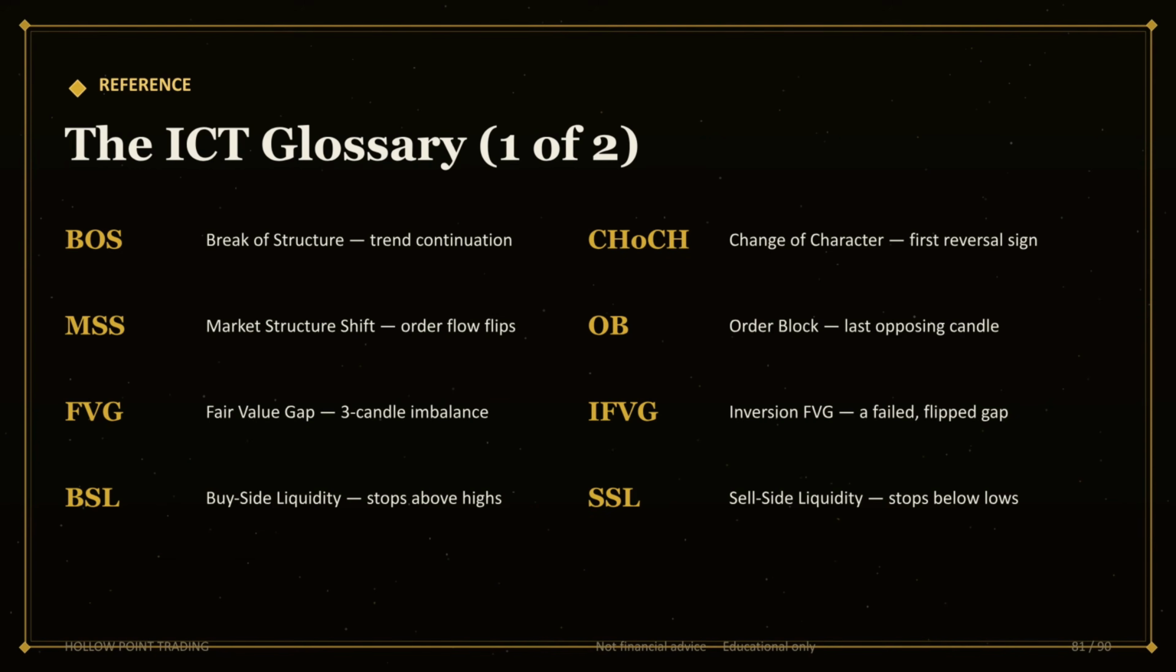Here is a quick reference for the ICT glossary. BOS refers to a break of structure, signaling trend continuation. CHoCH stands for change of character, representing the first sign of a reversal.